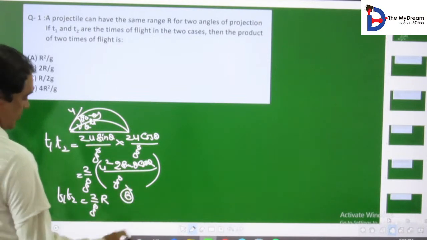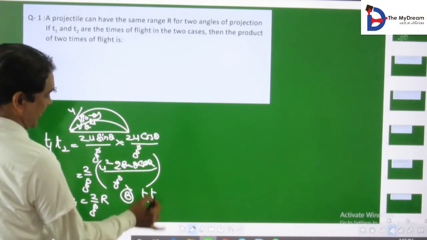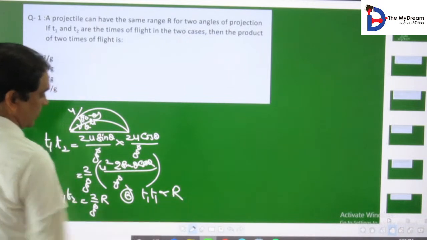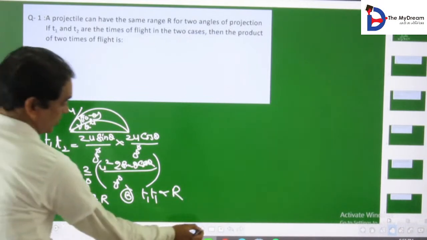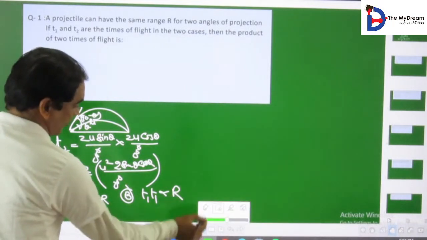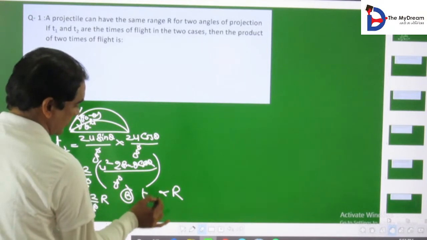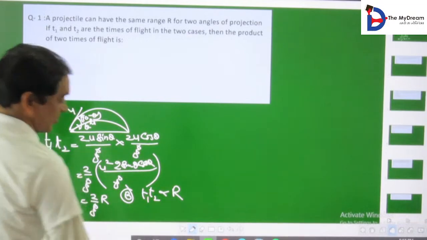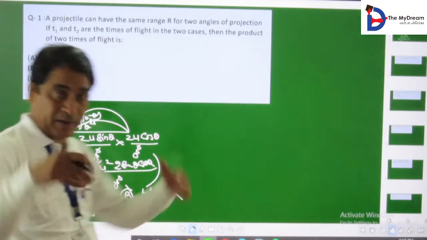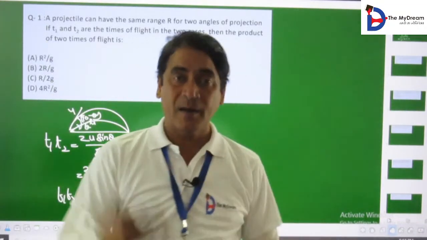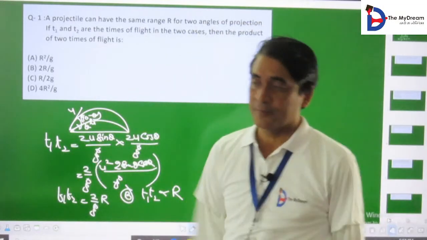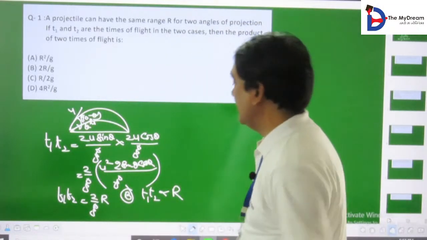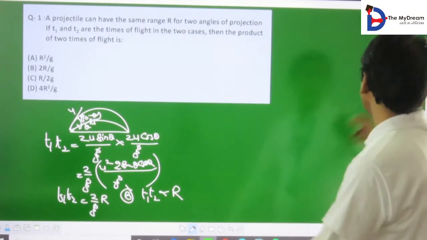B is the correct answer. It can be given in terms of this, the product of their times of flight. The product of their times of flight is directly proportional to r to power 0, r to power 1, 1 upon r. So whatever the. Okay, next question.